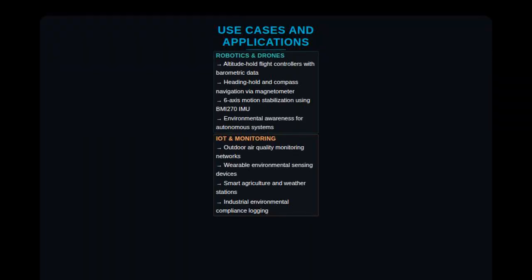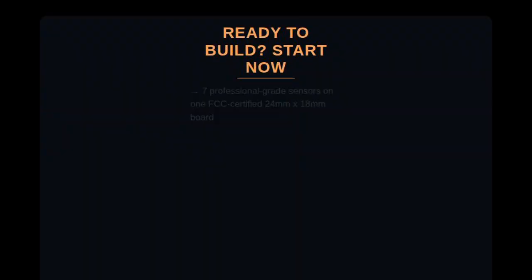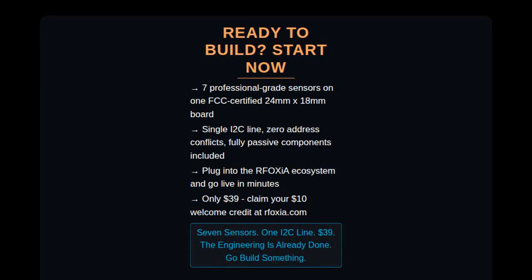That's it. This module plugs directly into the full RFOXiA ecosystem, pairs with the BLE module to stream data wirelessly up to 5 kilometers, integrates with the RFOXiA Connect app for live visualization, and if you deploy it outdoors with GNSS validation, you earn daily rewards for contributing verified environmental data to the RFOXiA network.